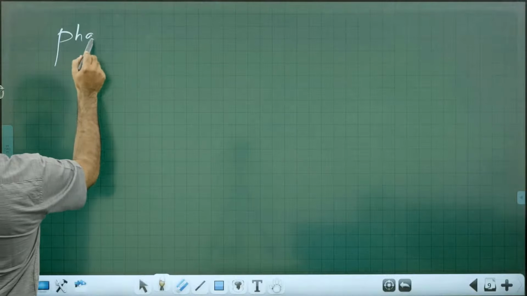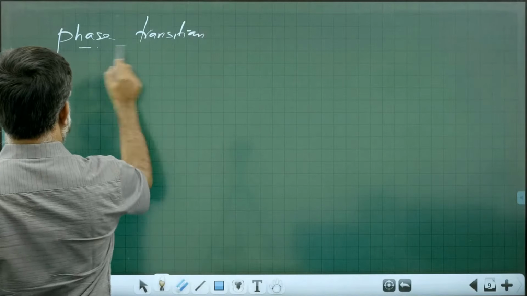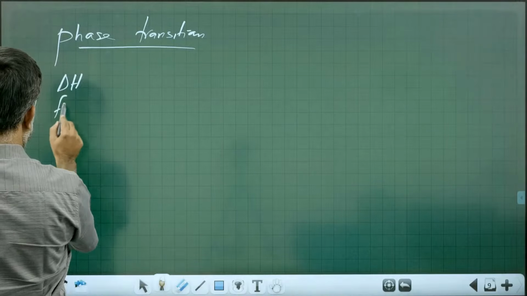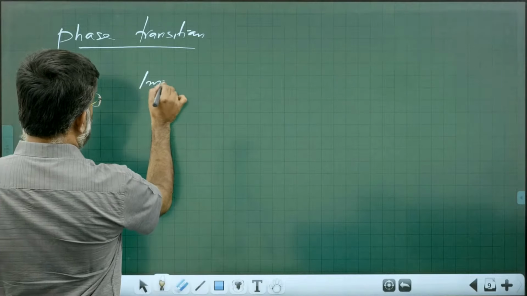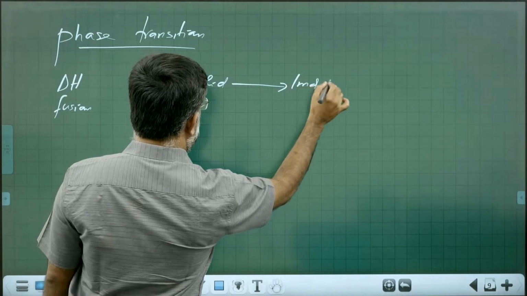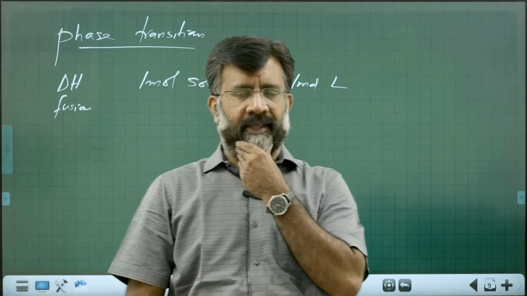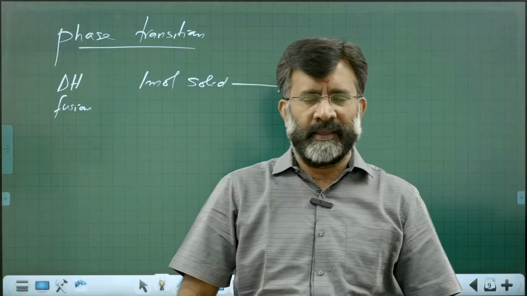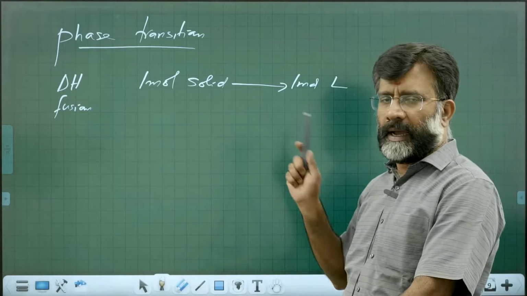Then there are various enthalpies of phase transitions. That is enthalpy of fusion, nothing but 1 mole of solid converted to 1 mole of liquid at the melting point. The enthalpy change during the fusion of 1 mole of solid to liquid at its melting point is called the enthalpy of fusion.